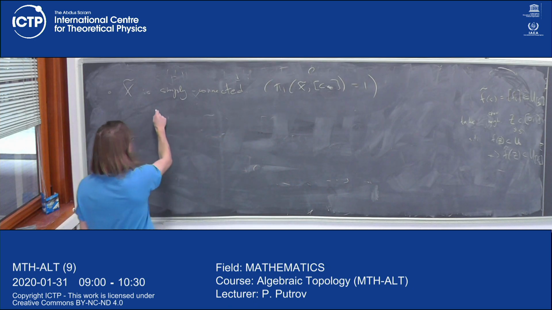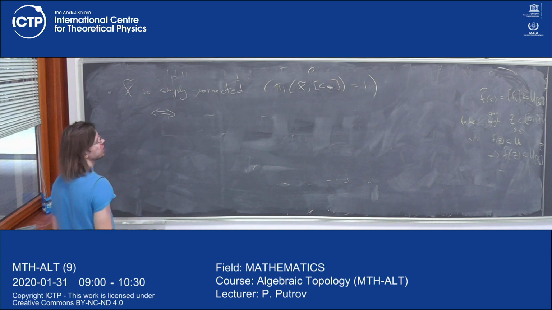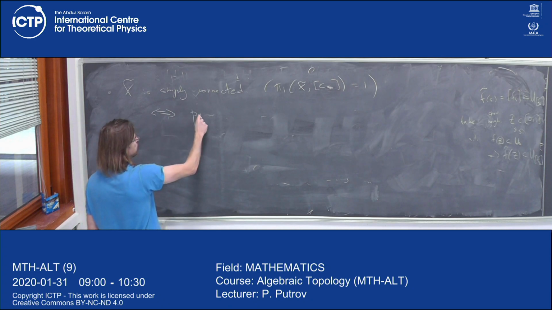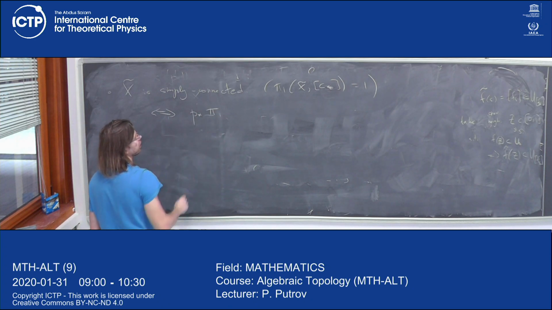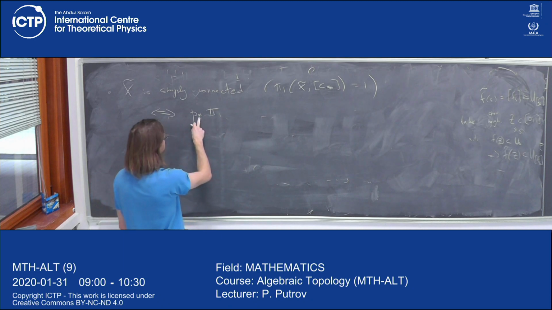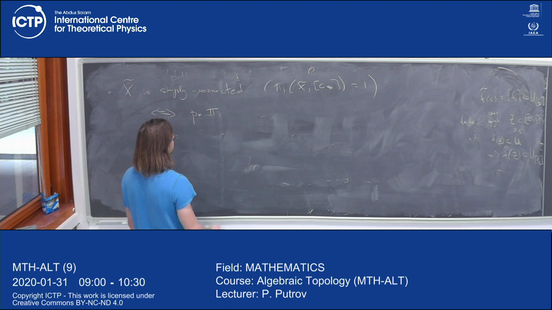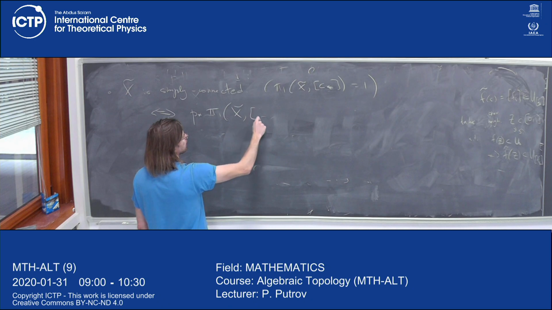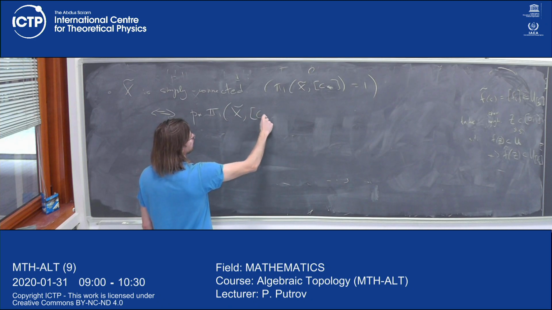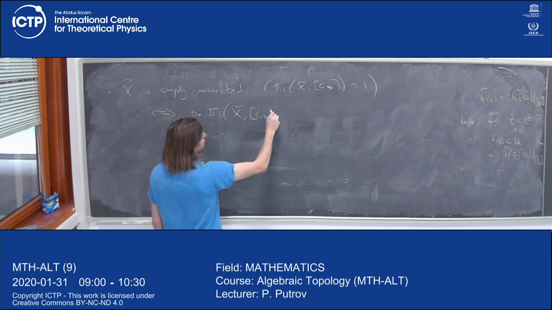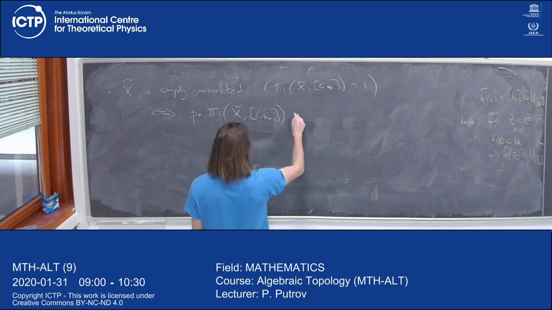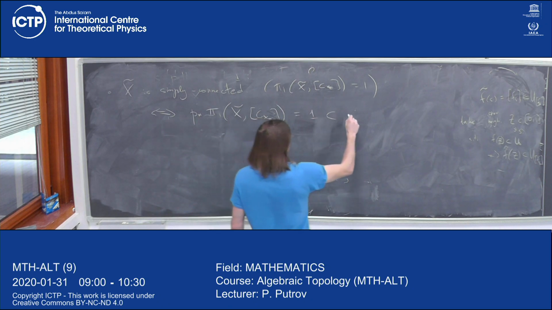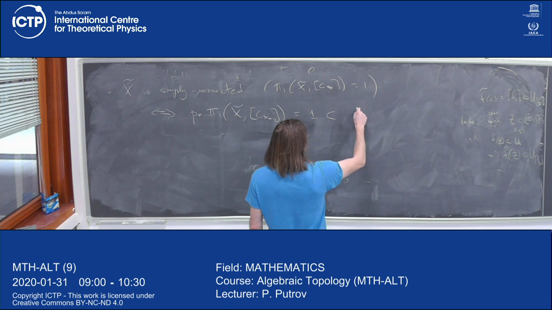In particular, this means pi_1 of X tilde with the base point we chose to be the class of the constant path is trivial. We know that this is equivalent to the condition that the image of p star, because p star is injective in general, is a trivial subgroup in pi_1.